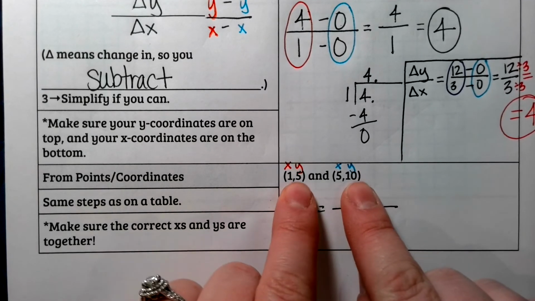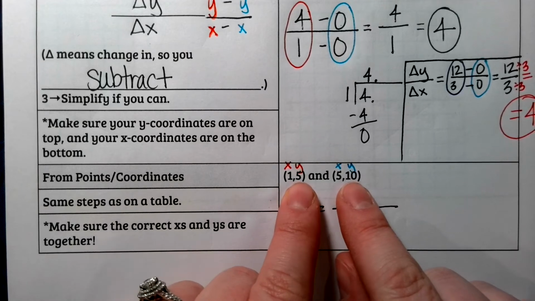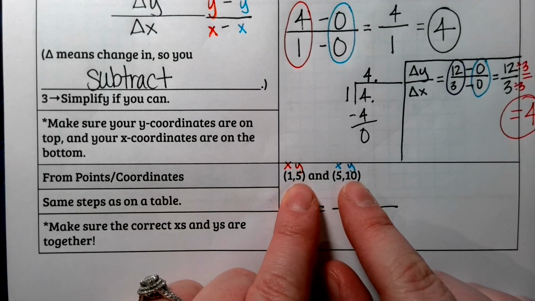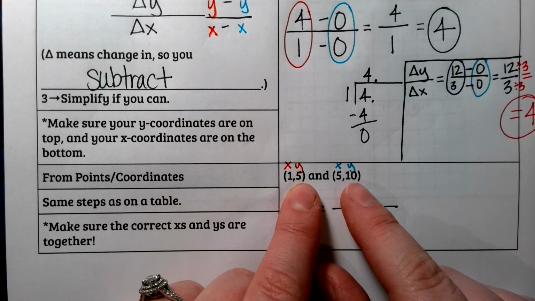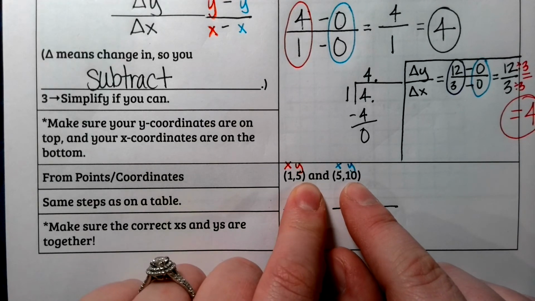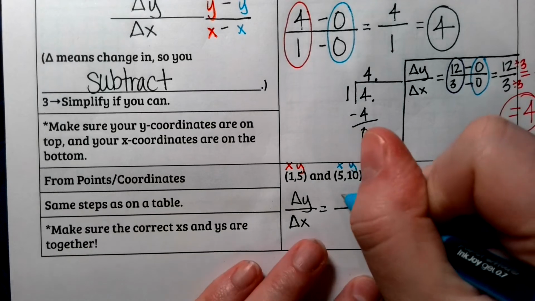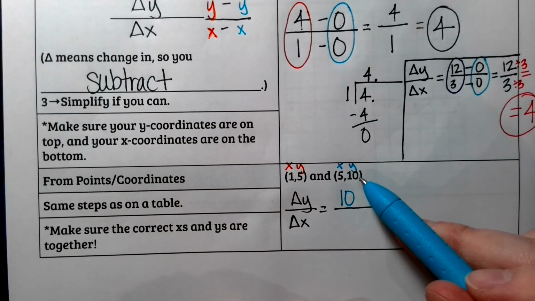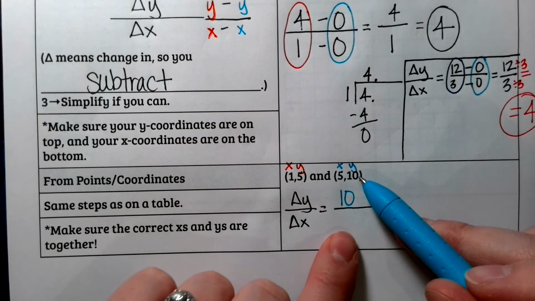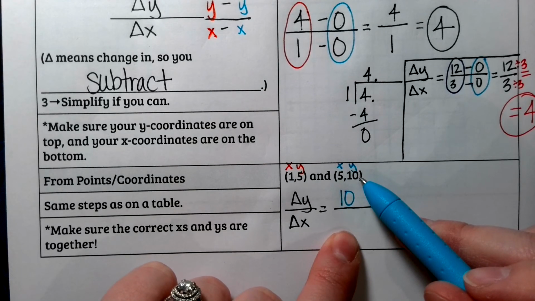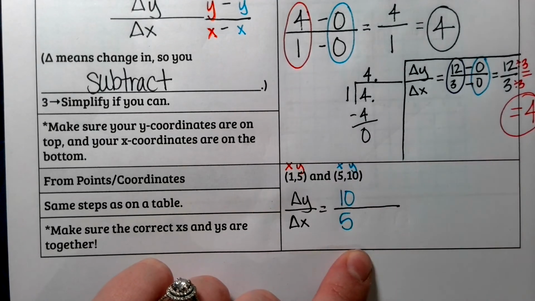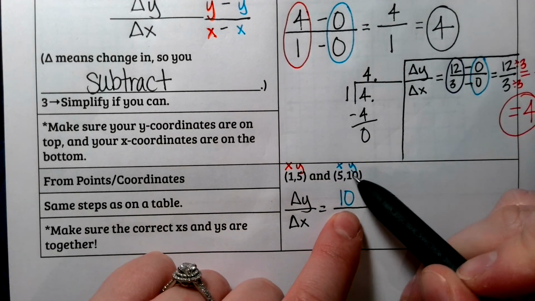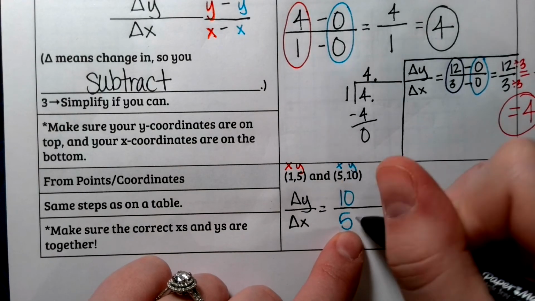So I want to look at my coordinates, and look at my y's that need to go on top. If you're subtracting, what number should go first? 5 first or 10 first? We want that 10 to come first. If that 10 is first for my y's, what's going to be first for my x? 5. 10 was the first y, so that means 5 has to be the first x.